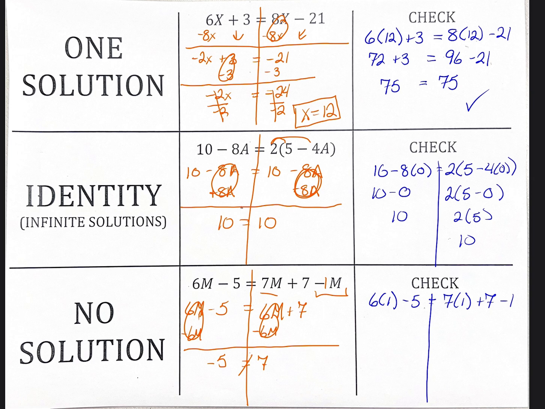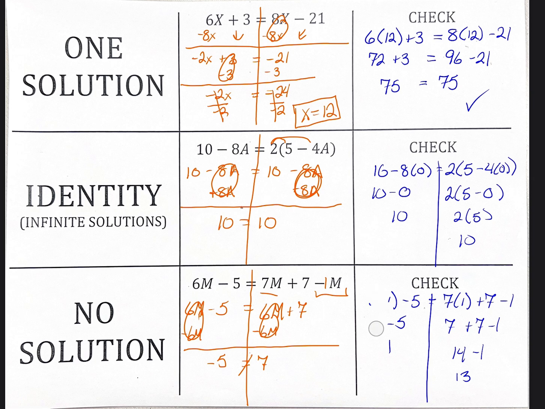And we're just going to solve. Just like before, I'm going to do everything on my left-hand side first. So 6 times 1 is 6 minus 5. 6 minus 5 is 1. On the right-hand side now, 7 times 1 is 7 plus 7 minus 1. 7 plus 7 is 14 minus 1, and 14 minus 1 is 13. So not equal to each other.